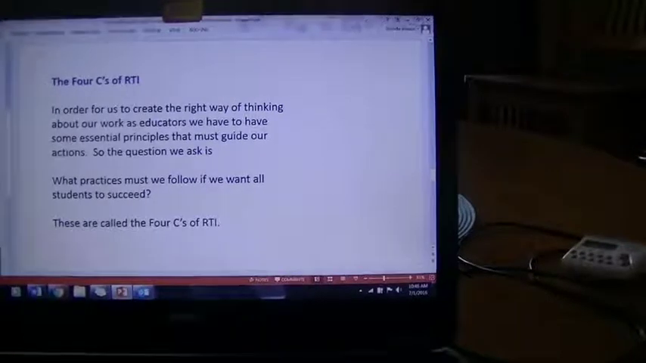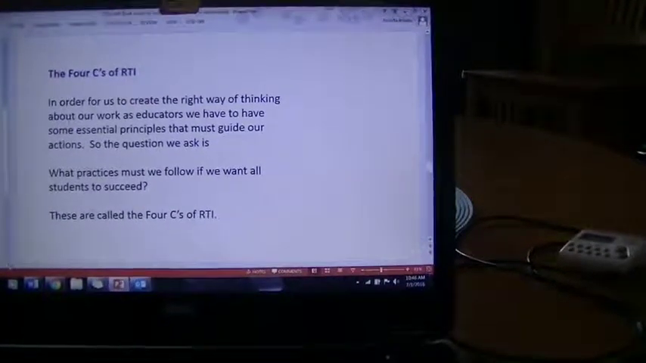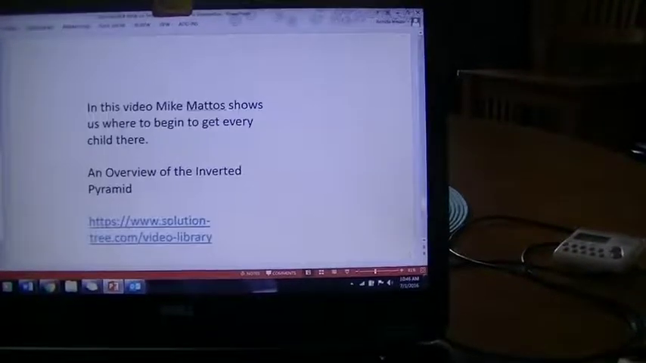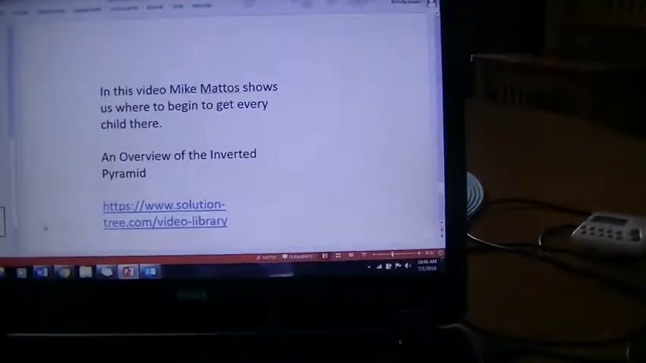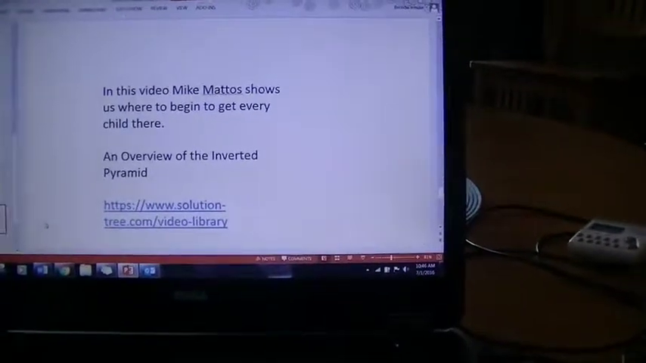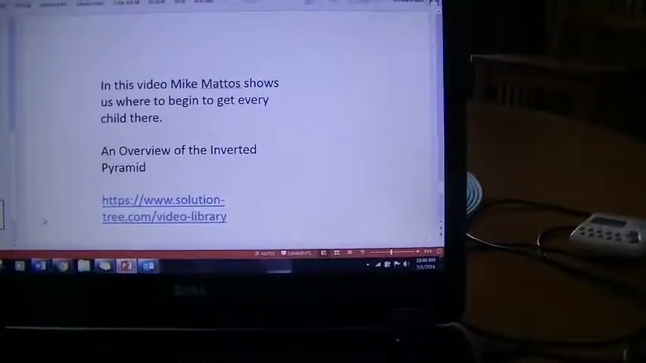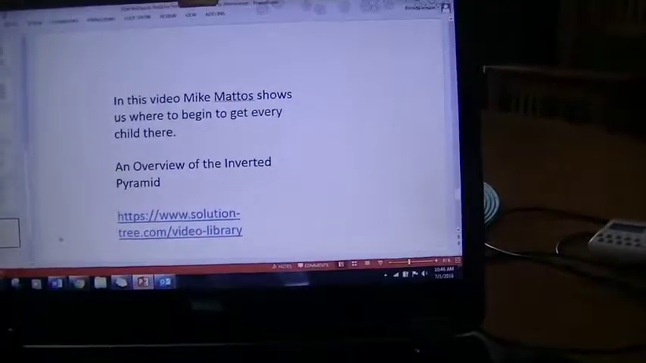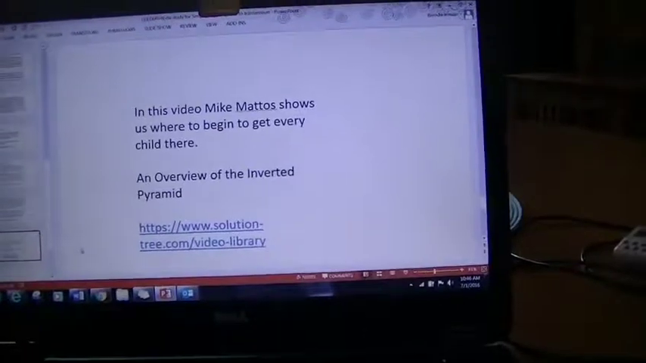Then there are 4 C's to RTI, and I'm running out of time, I see. So I have slides on those 4 C's to RTI. And then at the very end, I am going to show the Mike Mattos video that you had sent us about the inverted pyramid, just kind of go over how he has the inverted pyramid for his way of thinking.